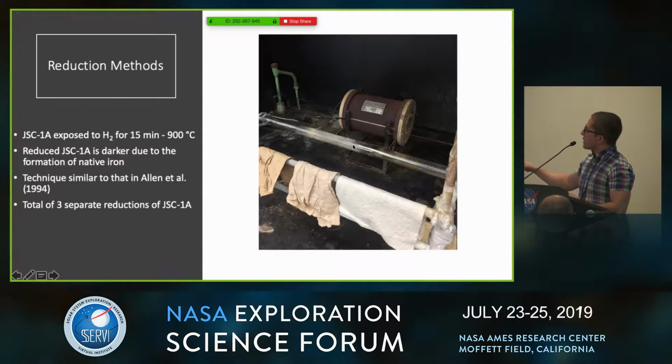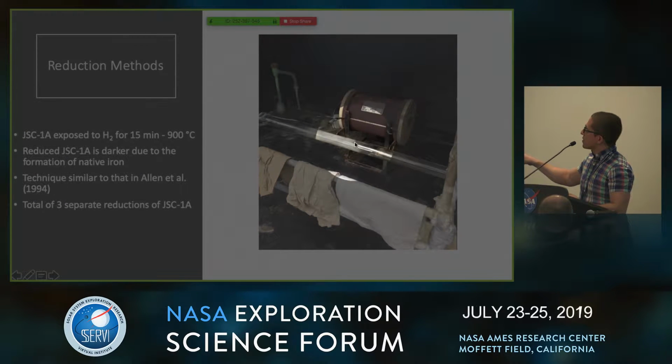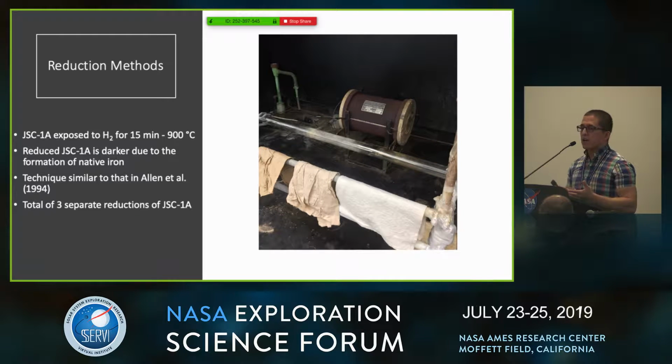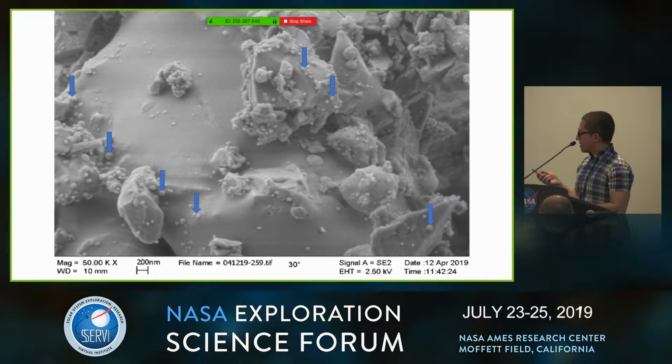And then we put that into this furnace right here, and we heat it for 15 minutes at 900 degrees C. When that's done, we let it cool down, we remove the JSC1A, and the first thing we notice is that it gets darker, and this is due to the formation of metallic iron on the surface. And we repeated this a total of 3 times on 3 separate occasions. And this is what we got.